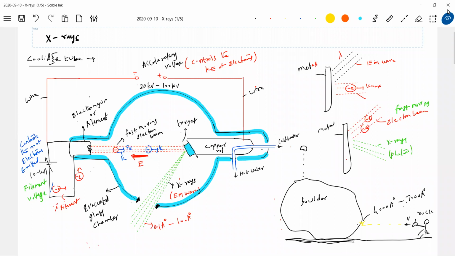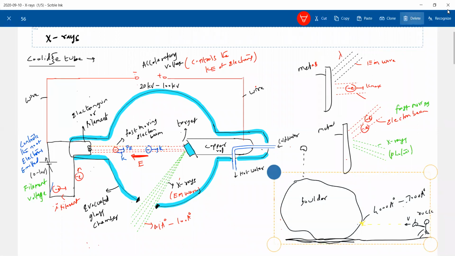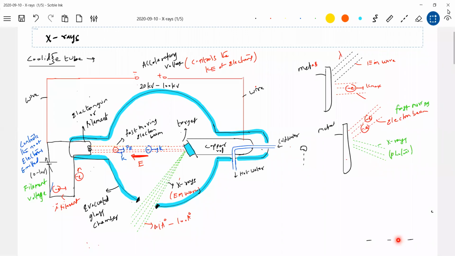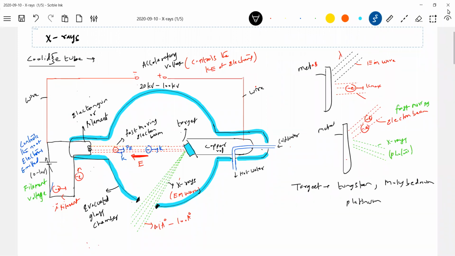What is basically the target? Usually the very popular targets are tungsten or molybdenum. These are the very popular targets which I'll be using in general applications. So what is the target made up of? It will be tungsten, or I'll go for platinum. Many different metals are there. These are the very popularly used target materials.